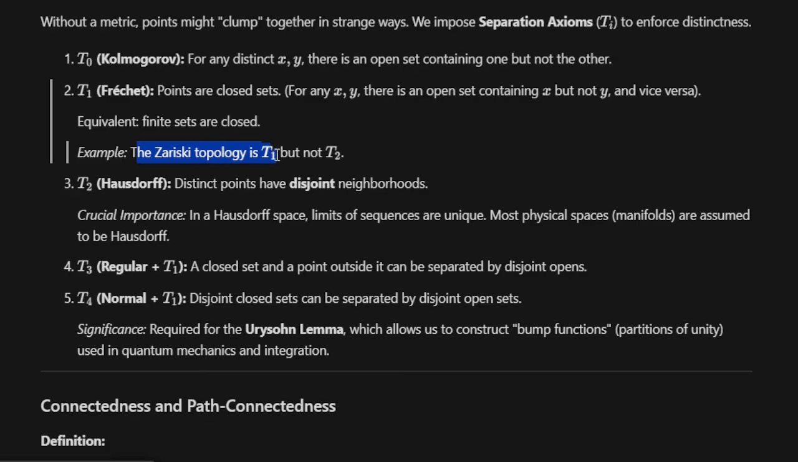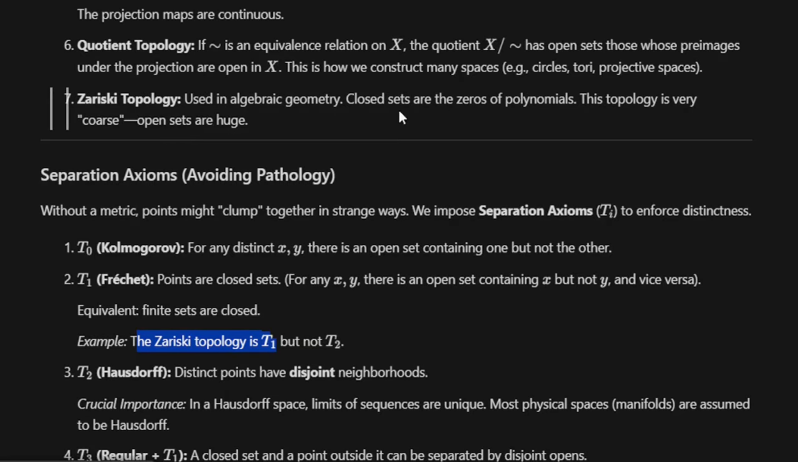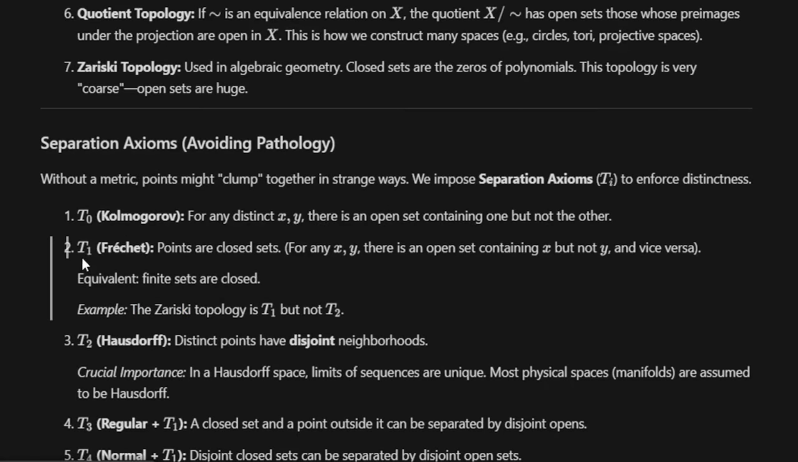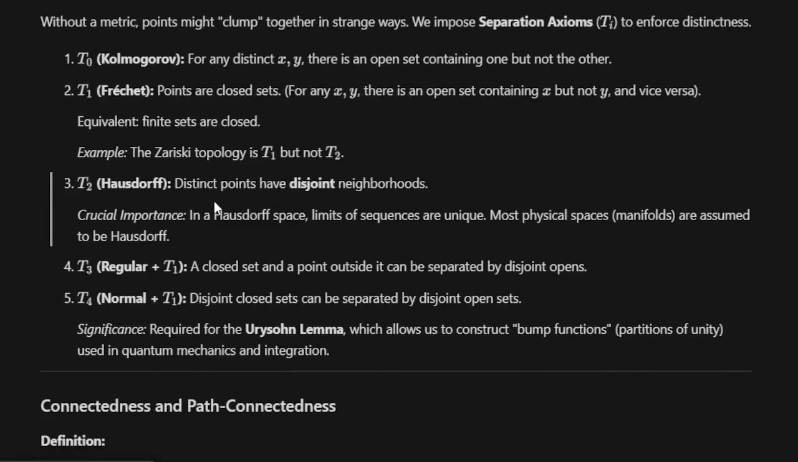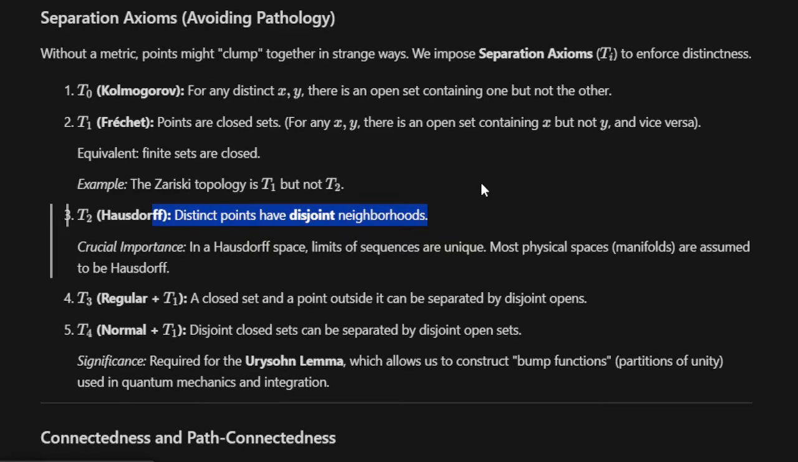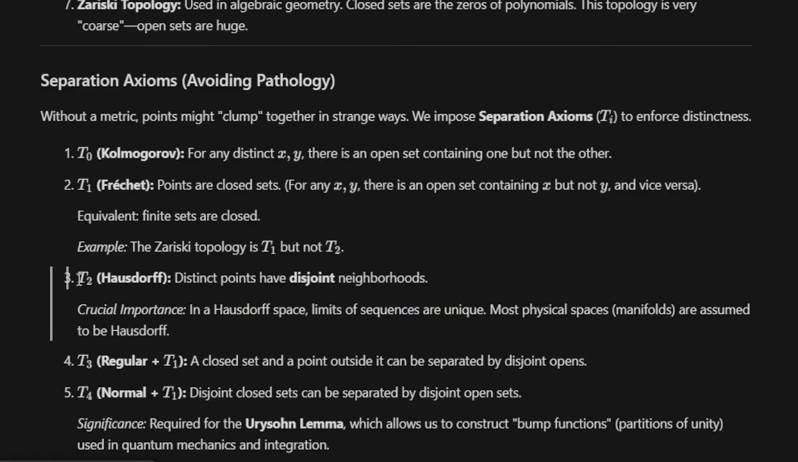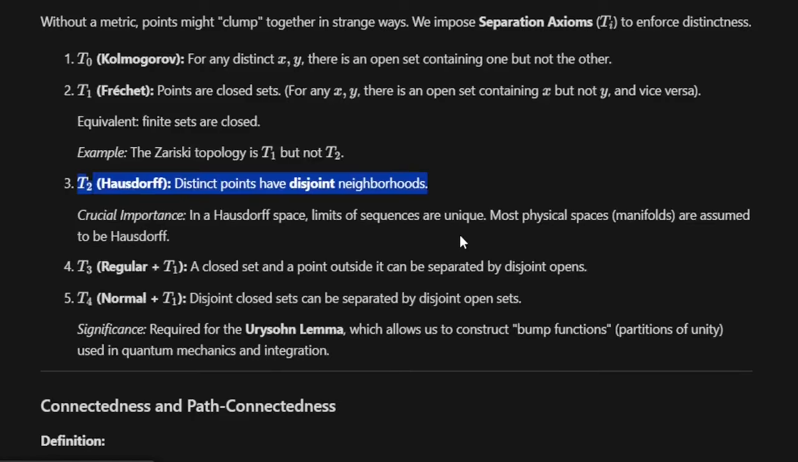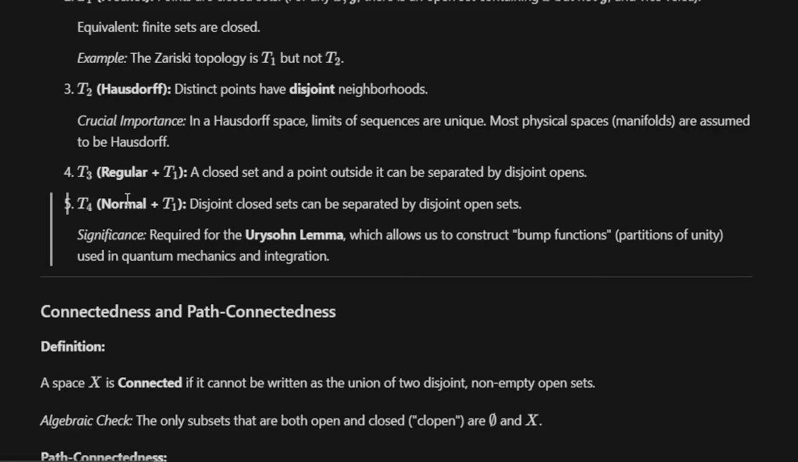So the Zariski topology, for example, if we say closed sets are the zeros of polynomials, it would be T1 here. But it wouldn't respect the Hausdorff property, which means that distinct points have disjoint neighborhoods, sorry. I think we mentioned this in our previous handling of topology, for what we needed for multivariable calculus. There's also the regular axiom, T3: a closed set and a point outside can be separated by disjoint open sets. And there's also the normal axiom, T4.